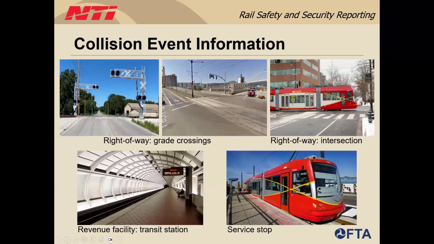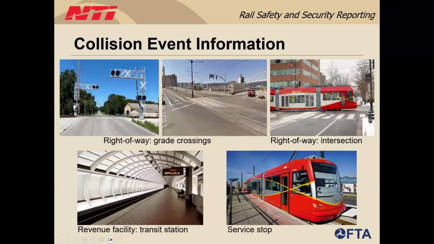So for visual reference, here are some examples to determine the location. The first two images here are typical grade crossing presentations. And you'll notice in the second image that the rail alignment in this case is in the median and has curbs on both sides to separate it from the vehicles.